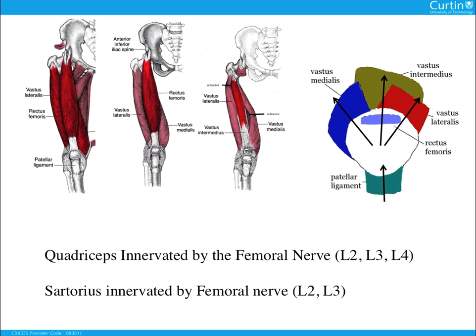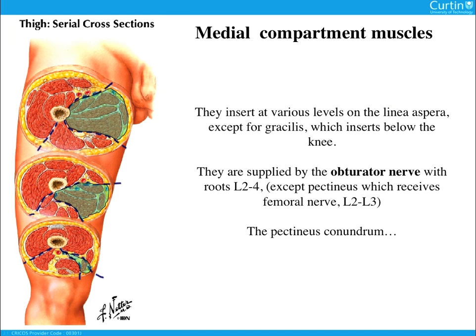Quadriceps, in its own little compartment, is innervated by the femoral nerve, as is the sartorius, as is the pectineus muscle. Pectineus is a strange muscle. Why? Because the pectineus is probably best classified as a medial compartment muscle, but it's innervated by the femoral nerve.